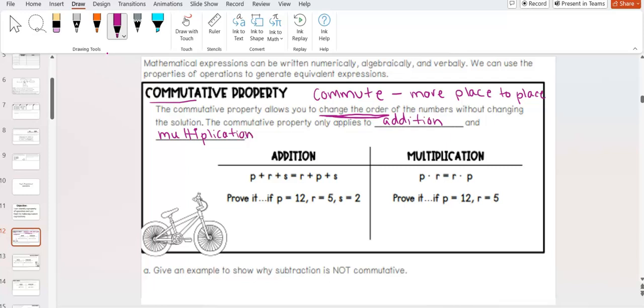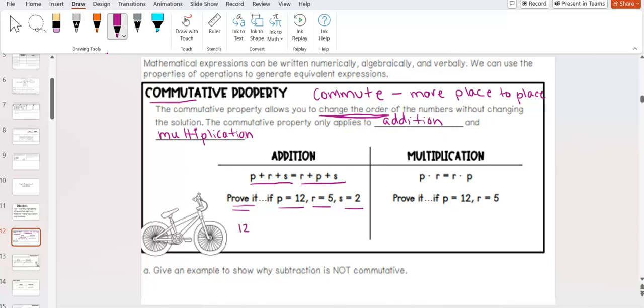So we're going to prove it, right? So here we have an expression, p plus r plus s, and we're saying that it's the same as r plus p plus s. Well, let's prove it. Okay, so down here, they're giving us letters. They're saying, well, what if p is 12 and r is 5 and s is 2? So we're going to just replace those letters to prove that p plus r plus s is the same as r plus p plus s.